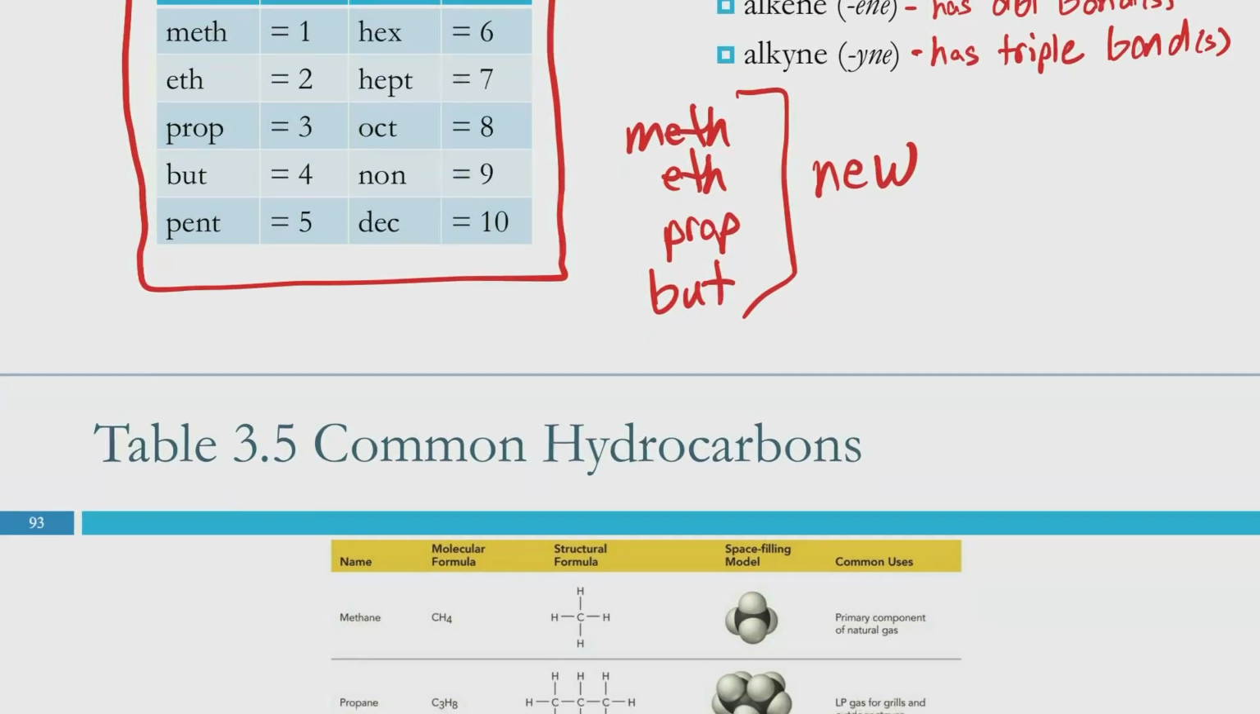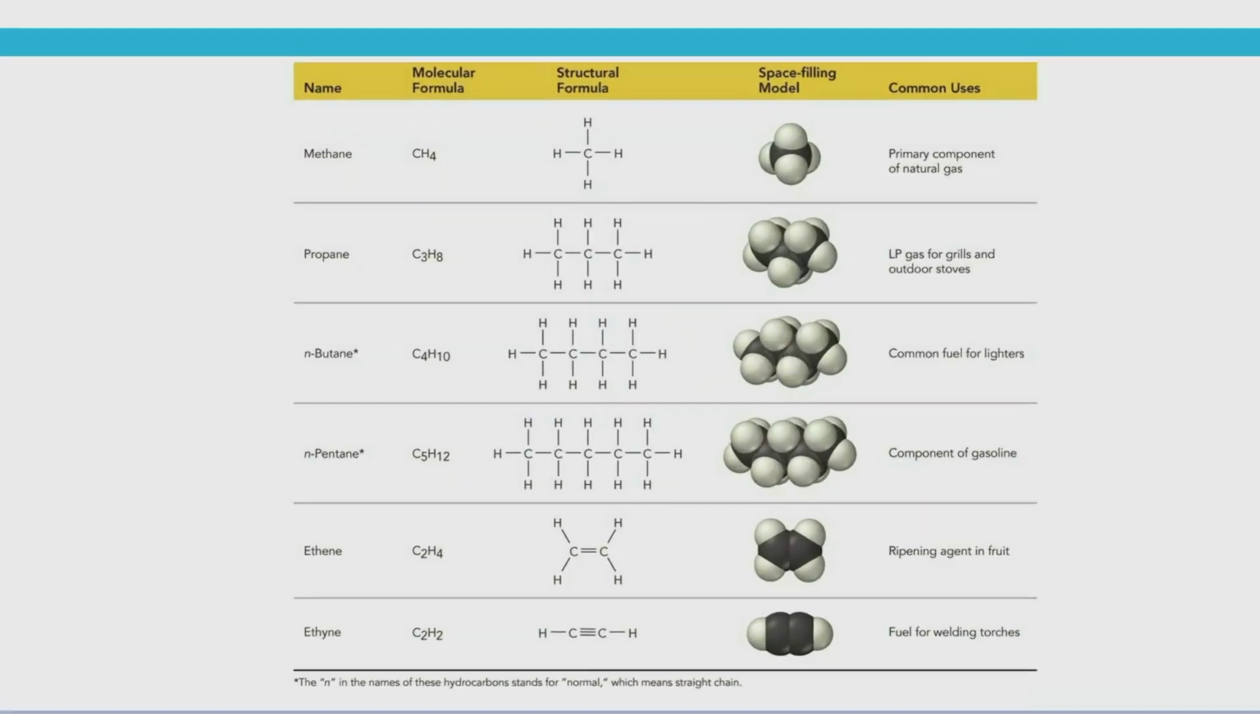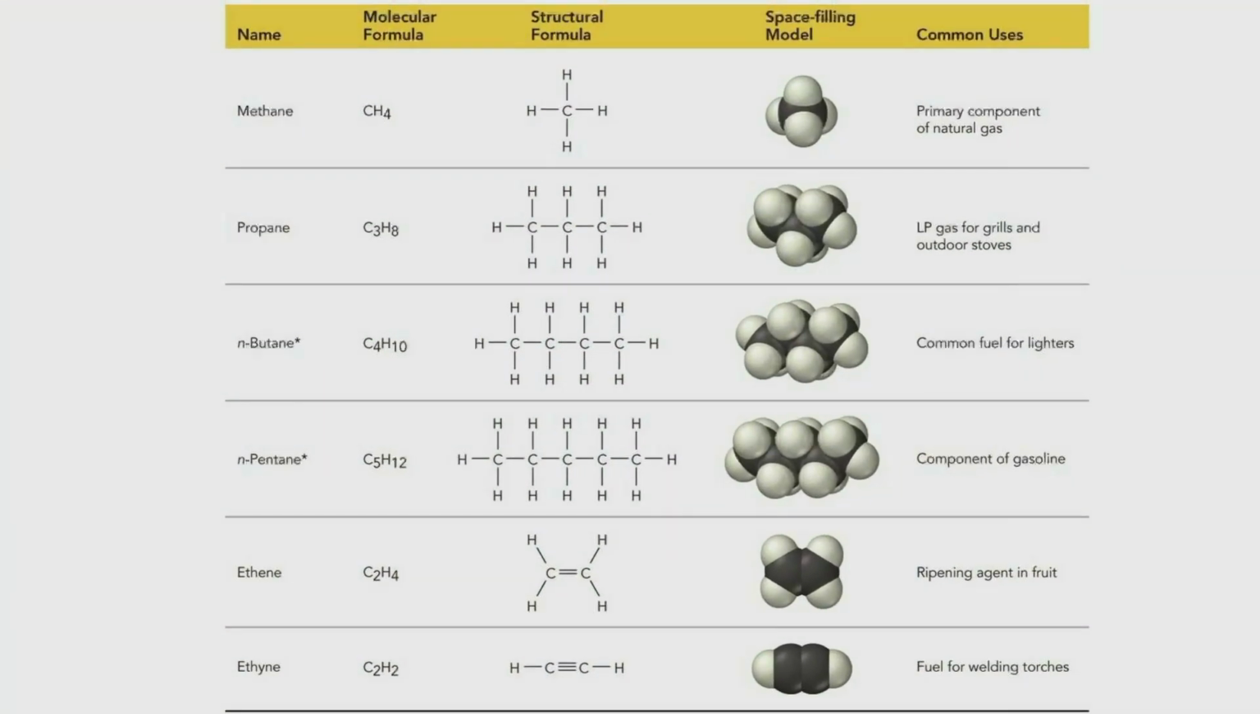Okay, so some common hydrocarbons using these names. So we've got CH4. We've got one carbon. One carbon means that we use our meth base name. One carbon can only have single bonds when it's just a hydrocarbon. So it's got 4 hydrogens on it. It's a hydrocarbon. So meth, the ending is ane because it's single bonds.